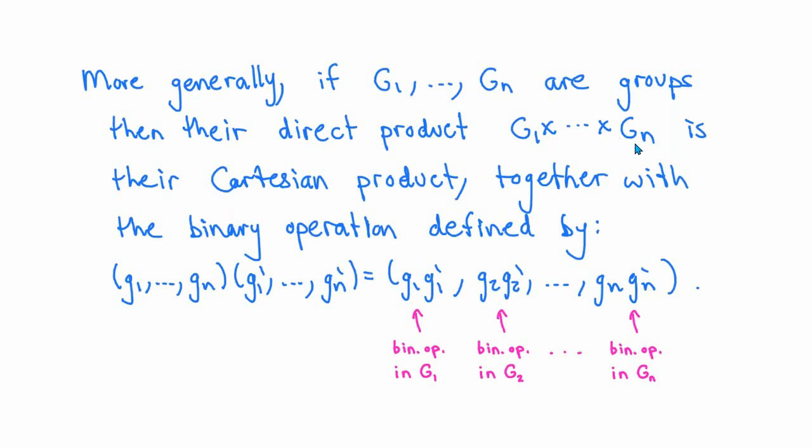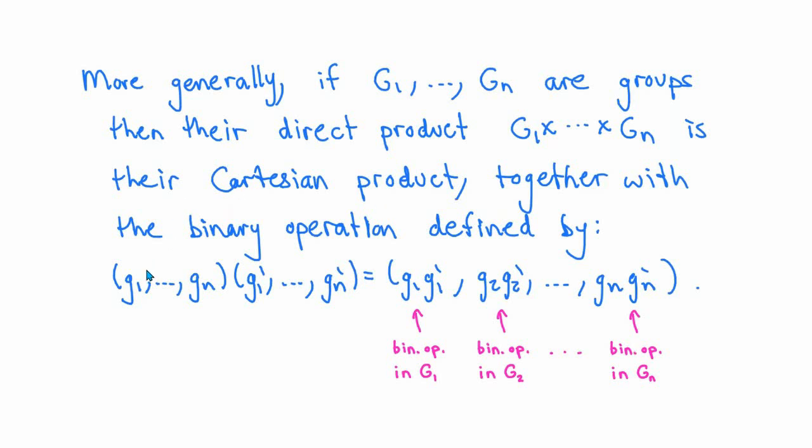... cross Gn to be the Cartesian product of these sets, together with the binary operation defined by the rule that (g1, ..., gn) times (g1', ..., gn') is (g1 g1', g2 g2', ..., gn gn'). Now, I've suppressed all of the binary operations here, but the two most important things to be careful of are that number one, in each of the components here, I'm combining the two elements using the binary operation in the corresponding group.